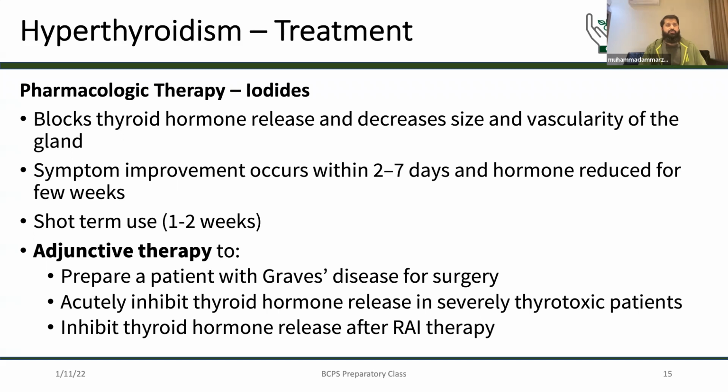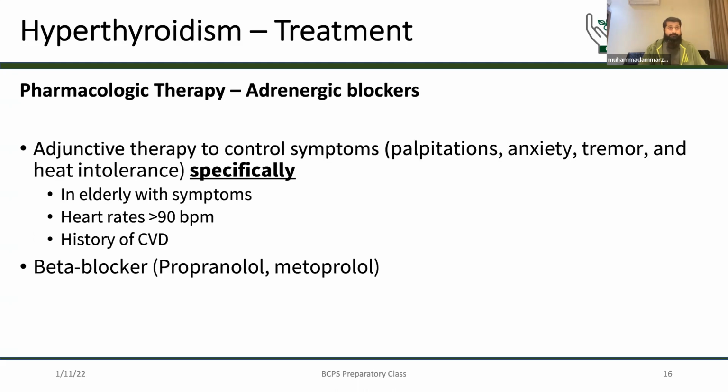For iodides, you can use, for example, Lugol solution or saturated solution of potassium iodide. These are used before surgeries to reduce the size and vascularity. So they are used as an adjunctive therapy to prepare patients with Graves disease for surgery. They are also used acutely to inhibit thyroid hormone release in severely thyrotoxic patients. And they are also used after radioactive iodine therapy, after ablative therapy, because for some time, the stored hormone in the thyroid gland leaches from the gland, and to inhibit that hormone, we can use iodides.